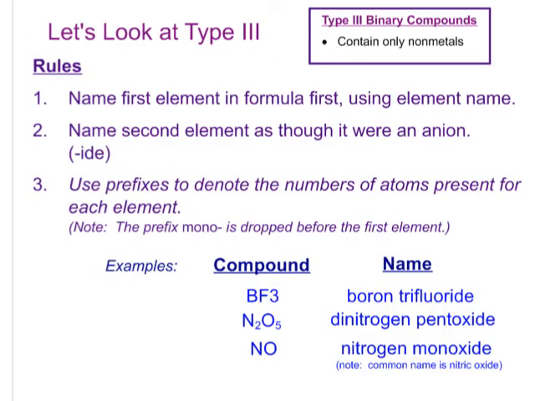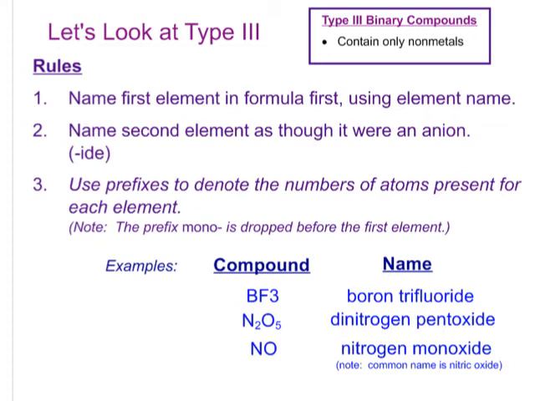Now we're going to look at one more type of binary compound, type 3. Remember, type 3 binary compounds contain only non-metals. Here are the rules. We name the first element in the formula first, using the element name. Second, we name the second element as though it were an anion, so we use the root name of the element and add an IDE. Very similar so far. Third, we use prefixes to denote the numbers of atoms present for each element.